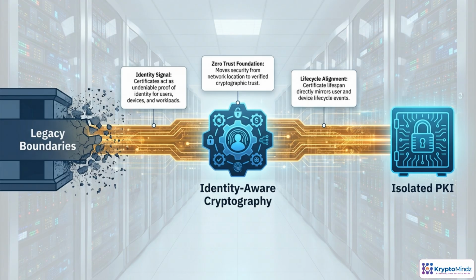To make that work, certificate lifecycles must track identity lifecycles so joiner, mover, and leaver events automatically drive issuance and revocation.